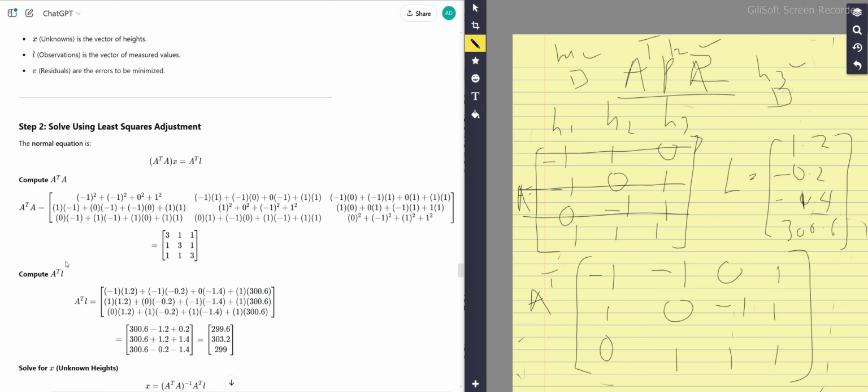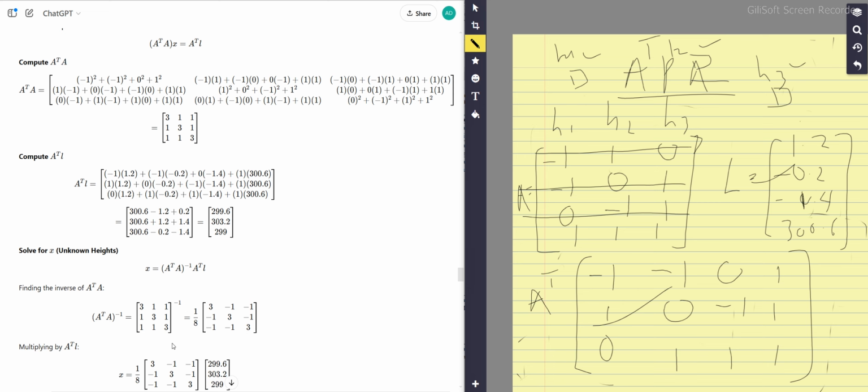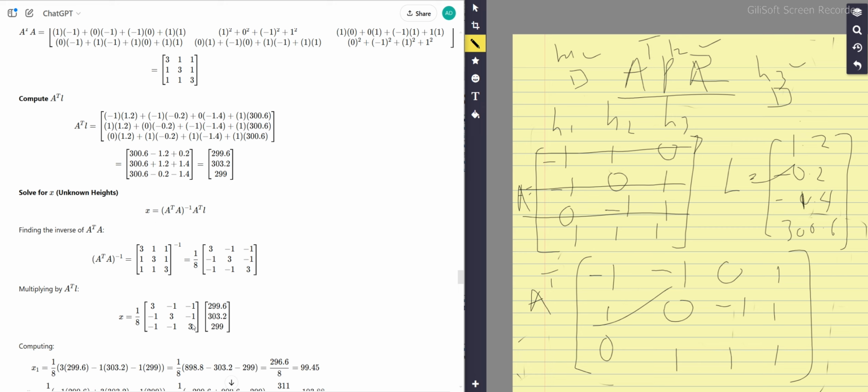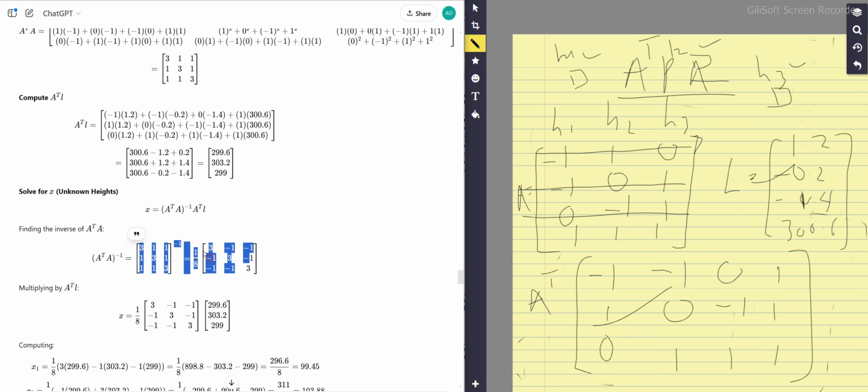So then the same thing here, we'll do A transpose L. That is, we are multiplying this and this together, and this is what we get. So we come back to our equation. A transpose A inverse A transpose L. So that means we'll find the inverse of this particular matrix. Once we find the inverse, and this is a shortcut to the inverse, you might need to refer to a video on inverse of a matrix to also understand this very well.